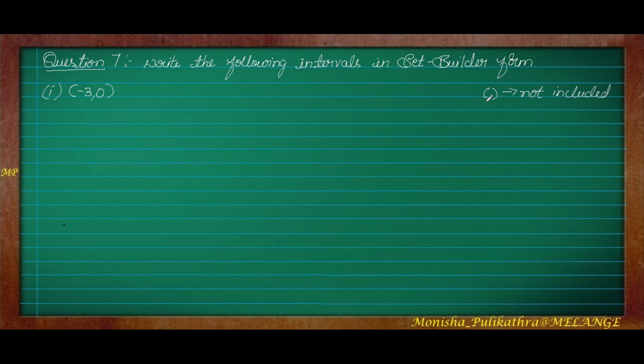And if it is a square bracket, it means it is included. According to this, you have to write the set builder form of these numbers. So, minus 3 comma 0. In set builder form, we have to write it as x such that x belongs to R.